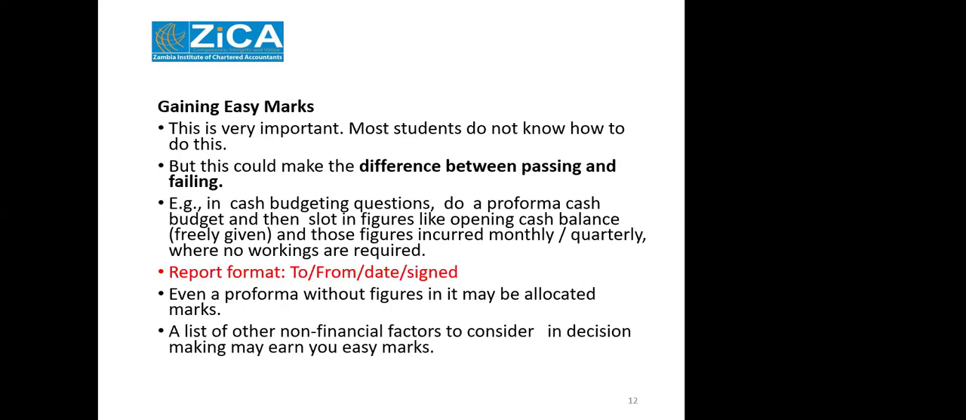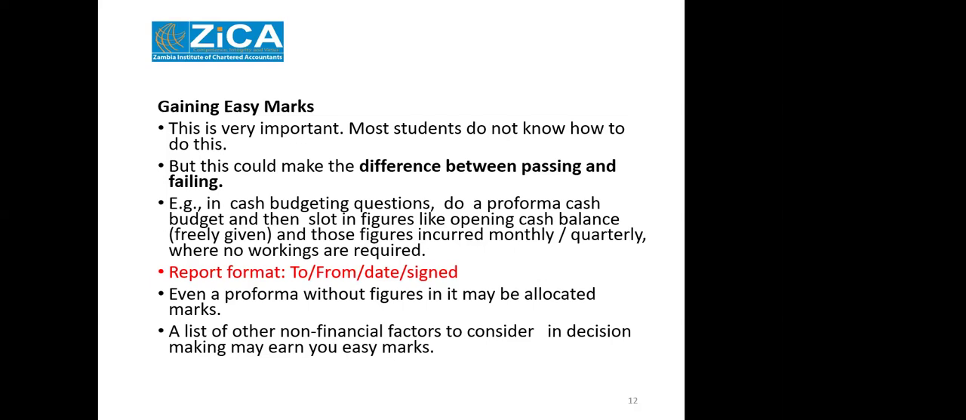Gaining easy marks is very important. Most students do not know how to do this. But this could make the difference between passing and failing. For example, in cash budgeting questions, do a pro forma cash budget, then slot in figures like opening cash balances. This is generally freely given. And those figures incurred monthly or quarterly where no workings are required.